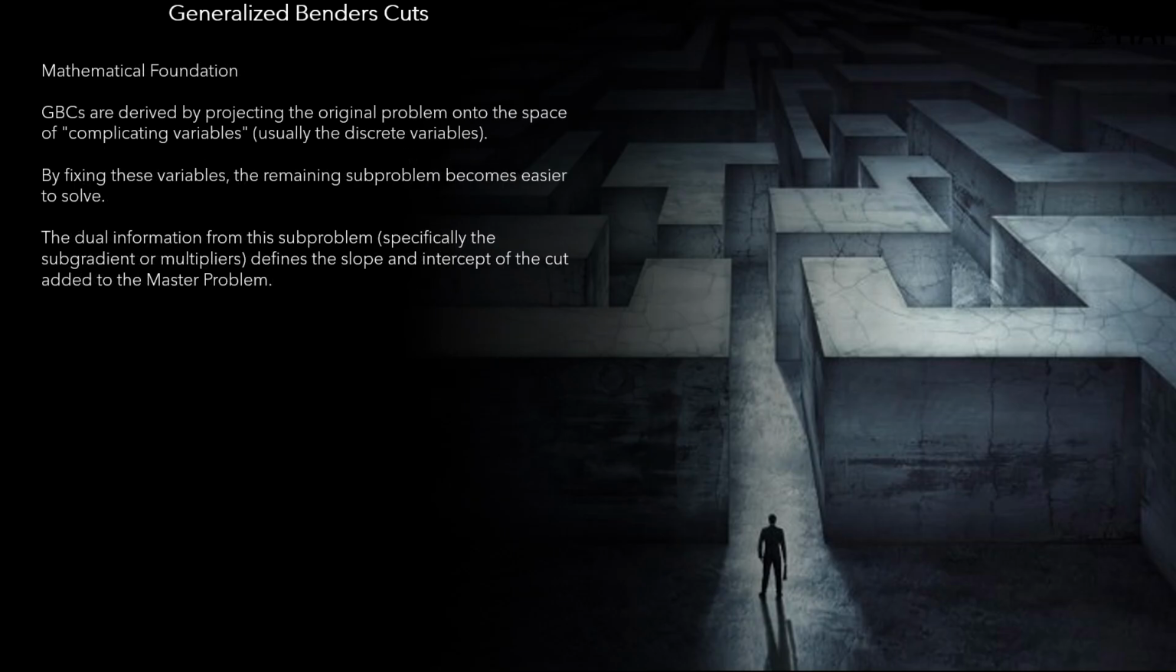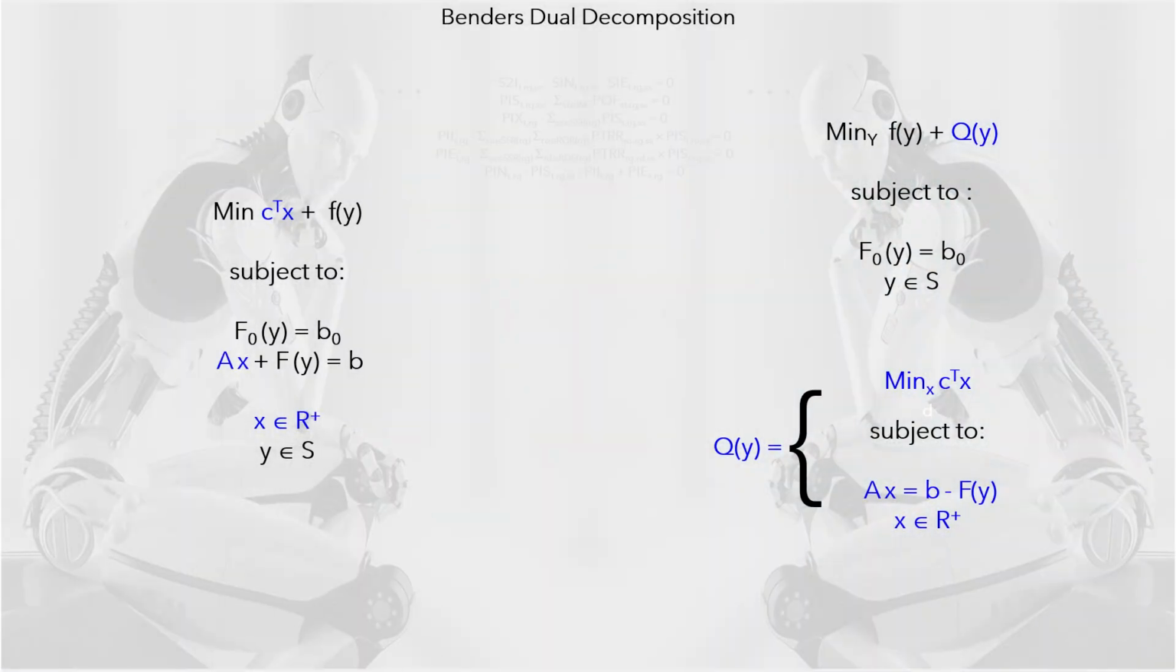GBCs are derived by projecting the original problem onto the space of complicating variables, usually discrete variables. By fixing these variables, the remaining subproblem becomes easier to solve. The dual information from this subproblem, specifically the subgradient or multipliers, defines the slope and intercept of the cut added to the master problem.